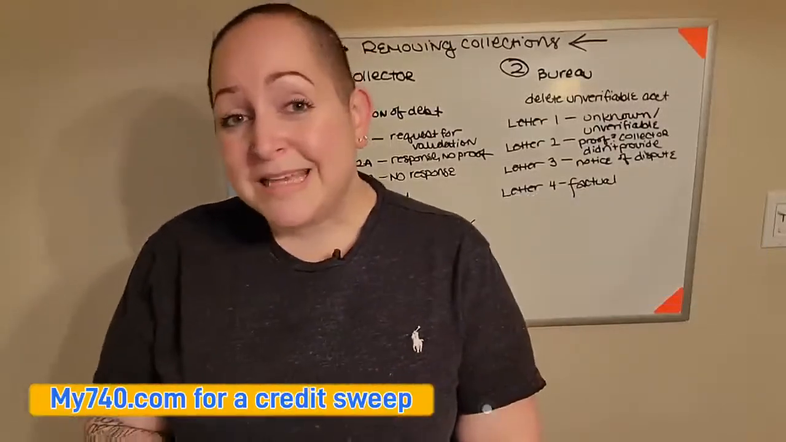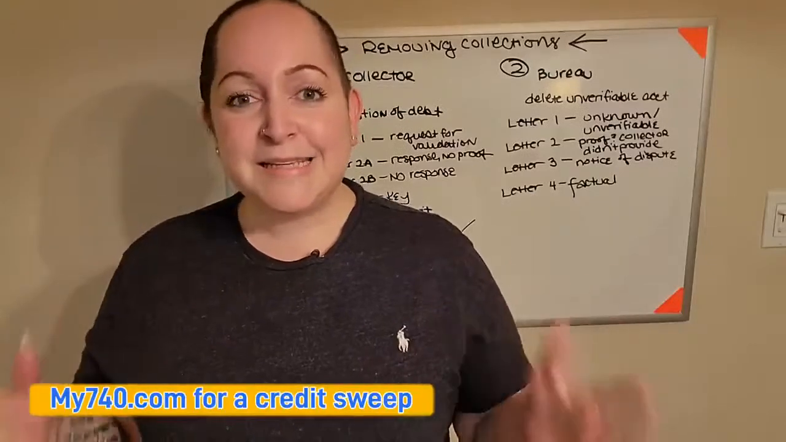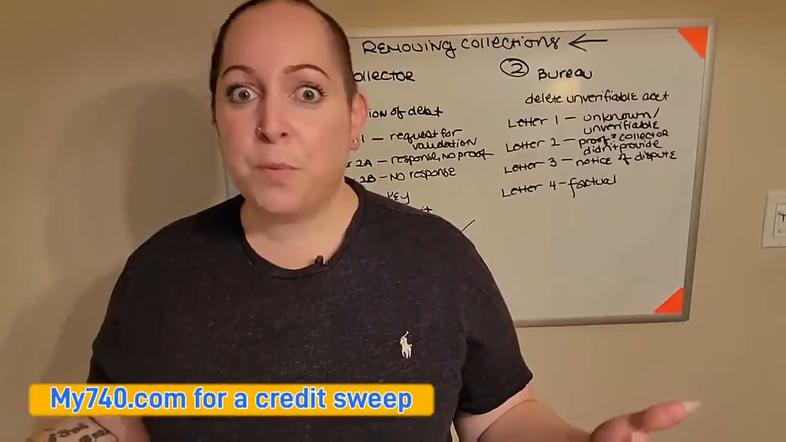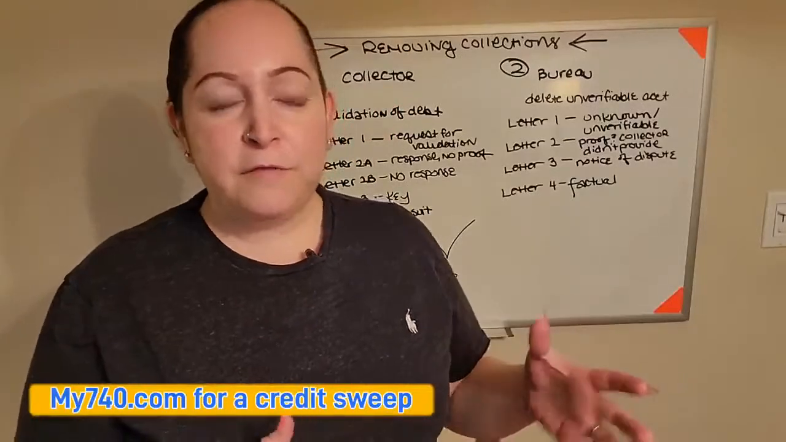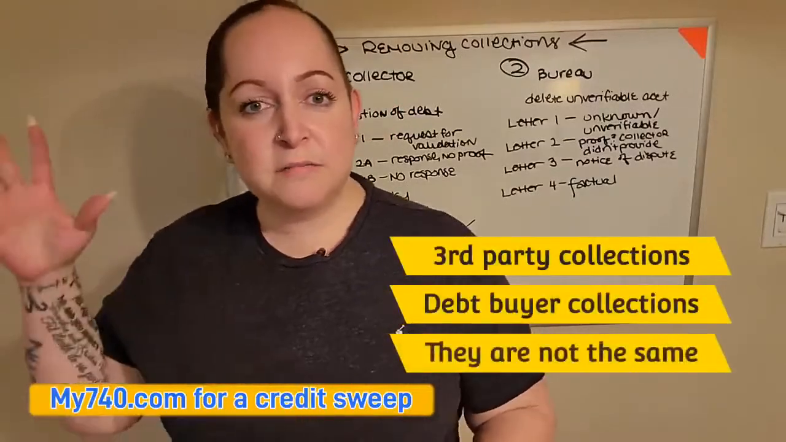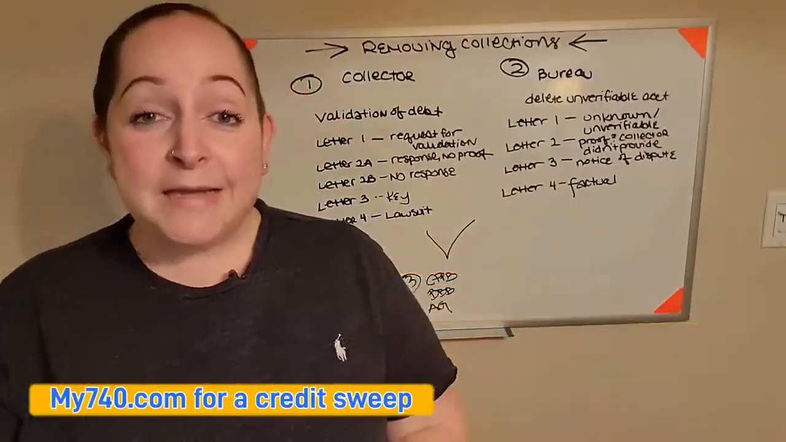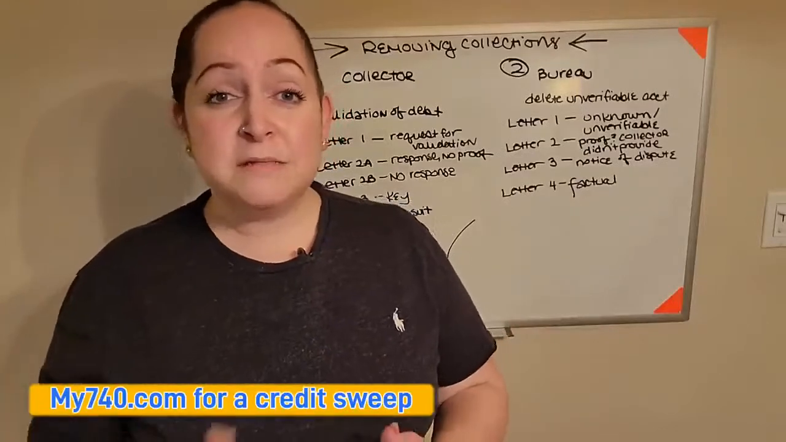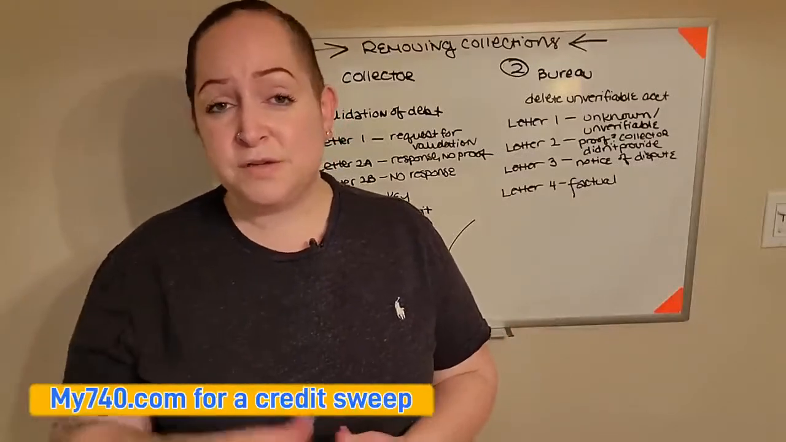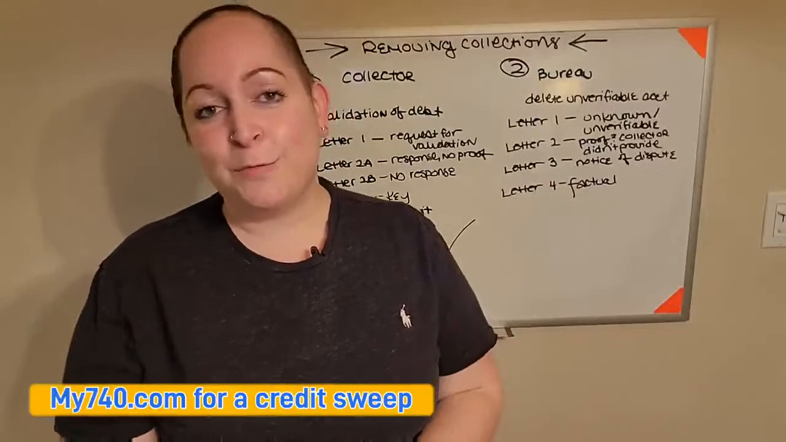First thing that you need to know is that removing third-party collections is probably the easiest type of account that you could possibly remove in dispute, right? I mean, if you're looking at third party versus debt buyer versus charge off, obviously third party is going to be the easiest, okay? And out of third party, medical is going to be easier than apartments, easier than car insurance, and easier than utilities, okay? So if you have medical, then this is definitely the process that you want to use to remove them.